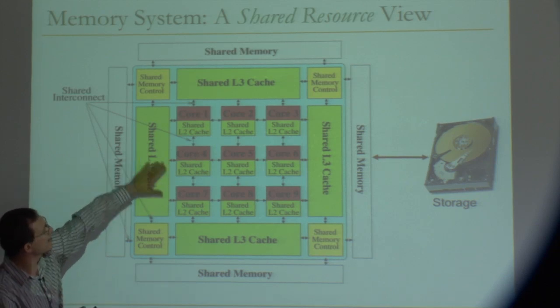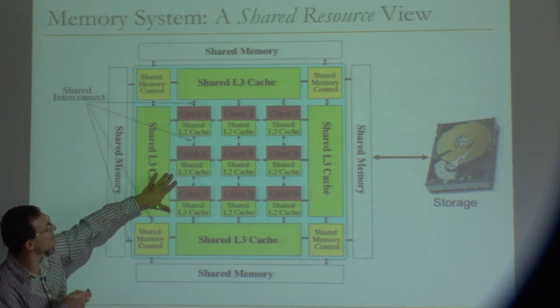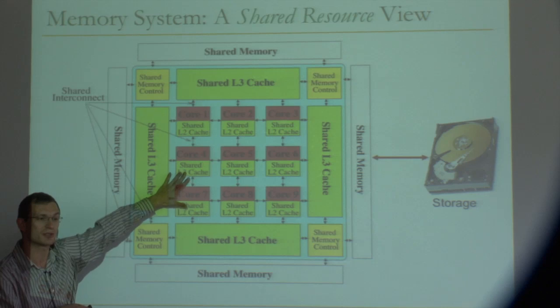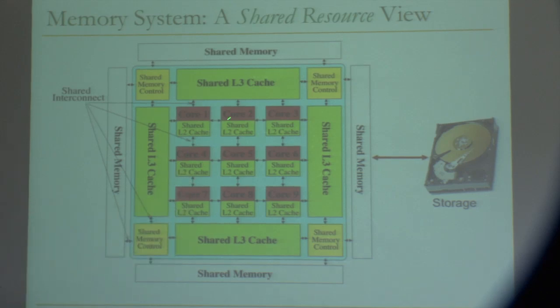Okay, basically the takeaway is most of the chip is dedicated to the memory system, and it's a shared resource. Everything is shared. L2 caches partially are shared. Interconnect is shared. Here, L3 caches are shared. Memory controllers are shared across the cores. Pins are shared. The memory is shared, and the storage downstream is shared.